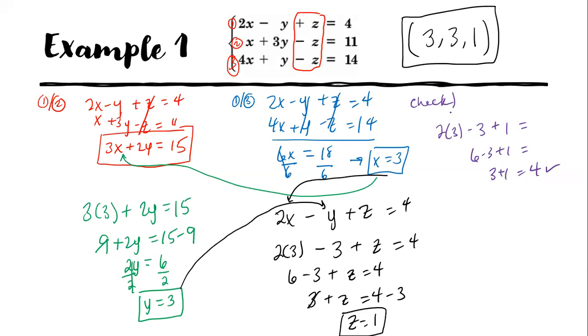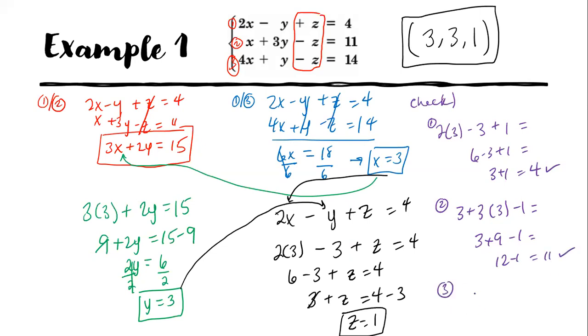So this was plugged into equation 1. We're going to plug into equation 2. And I have 3 plus 3 times 3 minus 1. And what does that equal? So multiplication first. So 3 plus 9 minus 1. And then 12 minus 1. And that gives me 11. And that's what I needed.